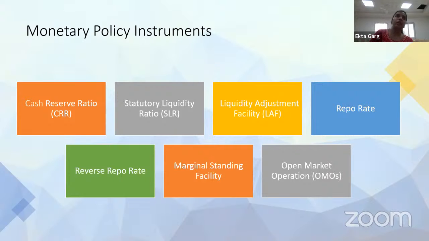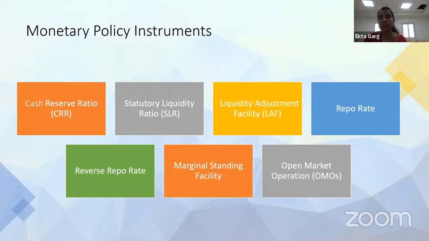Then we have a margin requirement. So whenever banks are giving a loan, they have to keep some collateral and there has to be some margin. For example, if someone wants a loan of 10 lakh, the person has to give a collateral of at least 15 lakh, let's say. So this margin of 5 lakh is decided by the RBI.